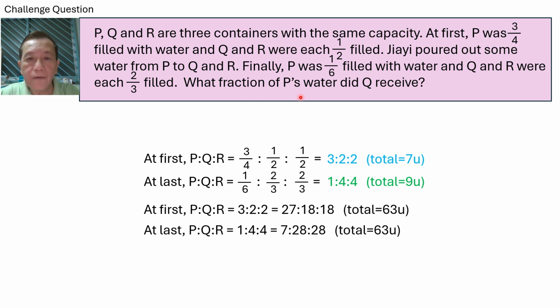What fraction of P's water did Q receive? Let's look at Q. 18U at first, 28U at last. So 28U minus 18U equal 10U. Q received 10U from P. So what fraction was that? 10 over 27.